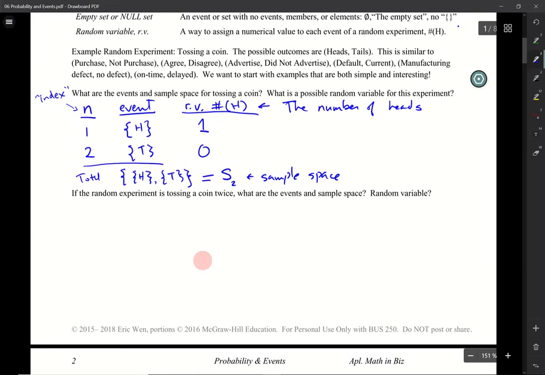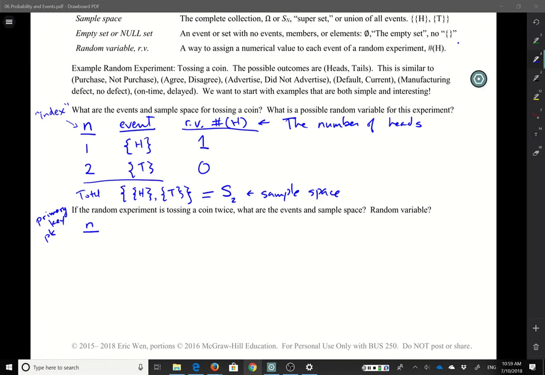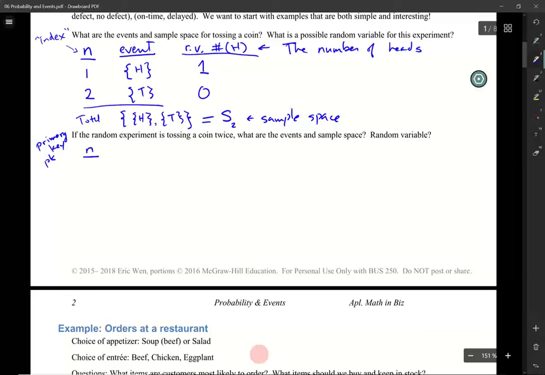So next, continuing, right, if the random experiment is tossing a coin twice, what are the events and the sample space? And what could be a random variable that you assign on that, right? So again, we may define this number. Sometimes if you deal with data a lot, you might hear people talk about a primary key, or PK. And so what it is, it's usually a number, and it's a way to uniquely define a particular case or a particular outcome or variable. Okay, so let's talk about the events.